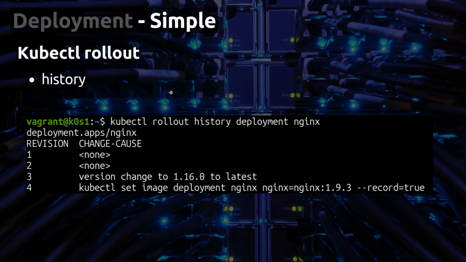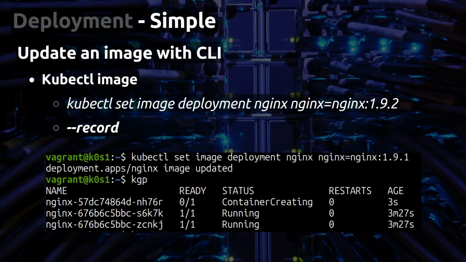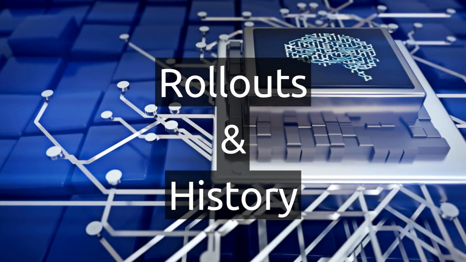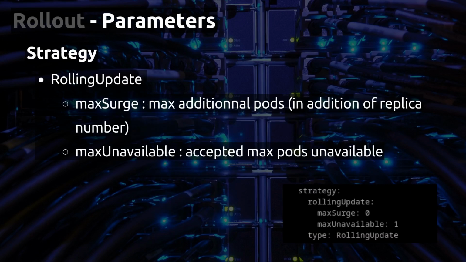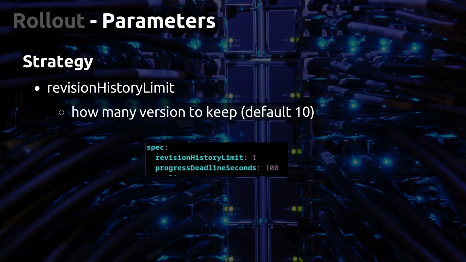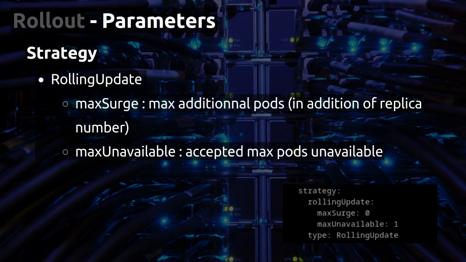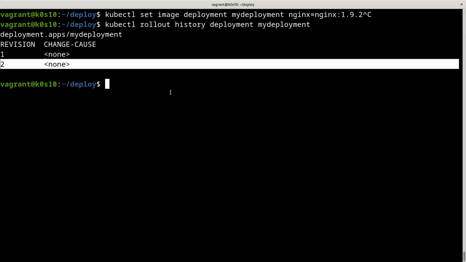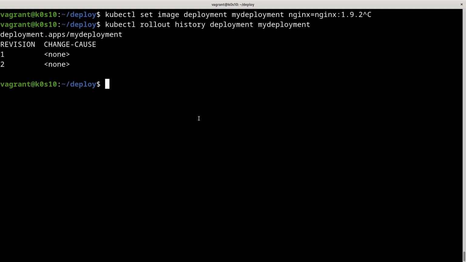And in the next video, we will have a look at how to use rollout and history. For example, if you want to downgrade the version and roll back quickly, this is really useful, and how the history works on the deployment.